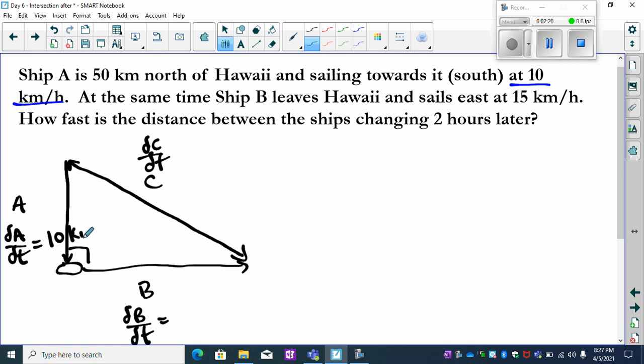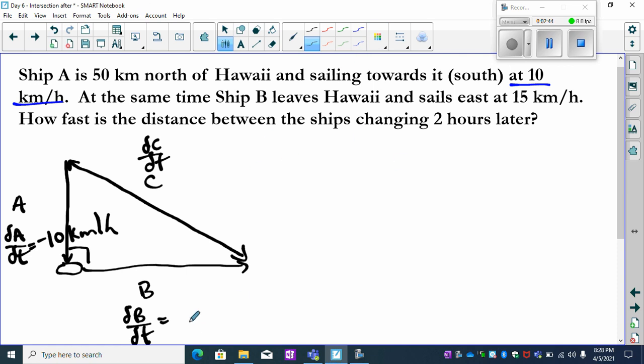Now, let's think about that for a second. Is that distance increasing or decreasing? The answer is decreasing, all right? The distance between ship A, where it started, 50 kilometers, and 2 hours later, it's going to be gaining or shortening the distance between itself and Hawaii. So this would be a negative.